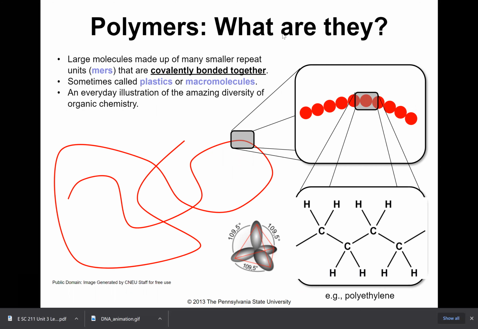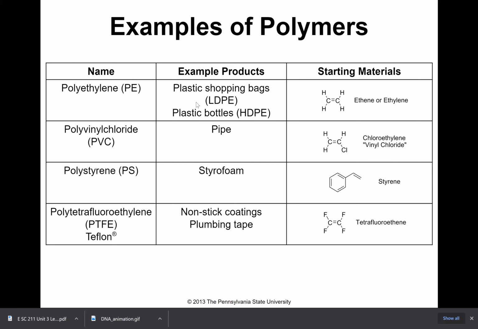Polymers are carbon-based, and they are large molecules made up of smaller repeat units covalently bonded together. Sometimes plastics or macromolecules. So in synthetics, you have plastics, and in biology, you have certain macromolecules, and they're all over the place, obviously. So super long strings of these. These are some of the synthetic polymers that you might have. You're all familiar with them.